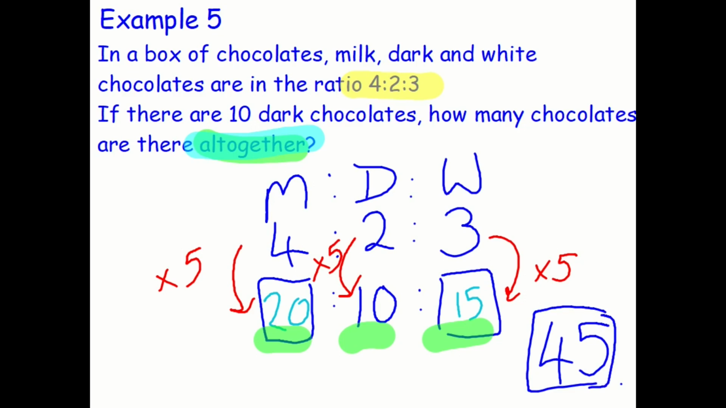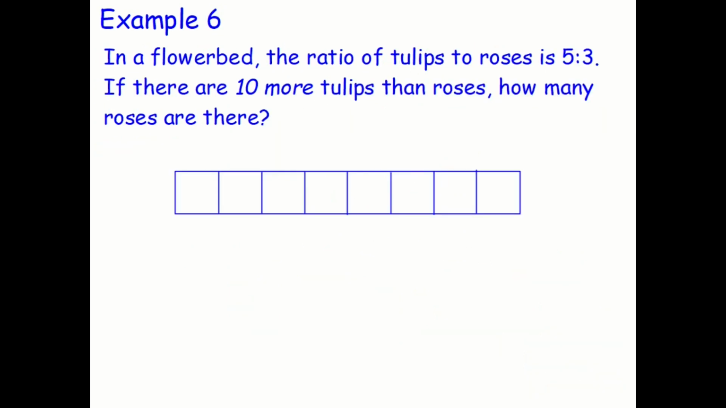So 45 chocolates altogether. Example 6, slightly different question now. In a flower bed, the ratio of tulips to roses is 5 to 3. If there are 10 more tulips than roses, how many roses are there? Okay, slightly different question now.